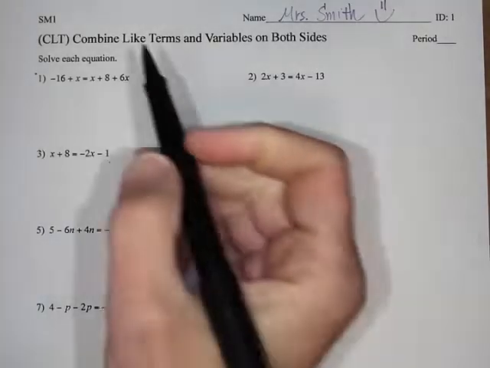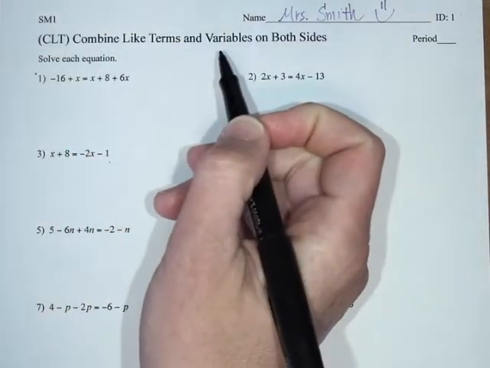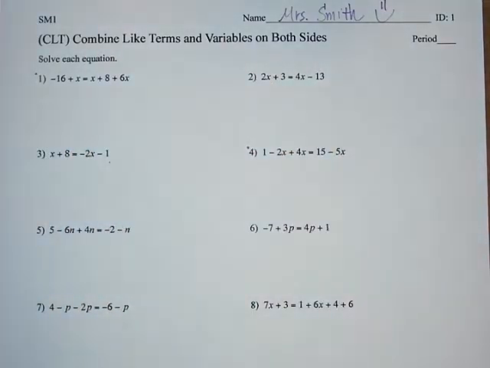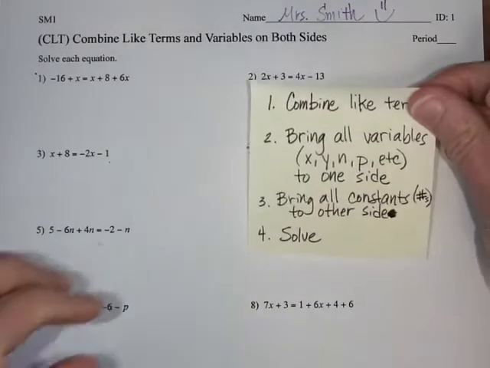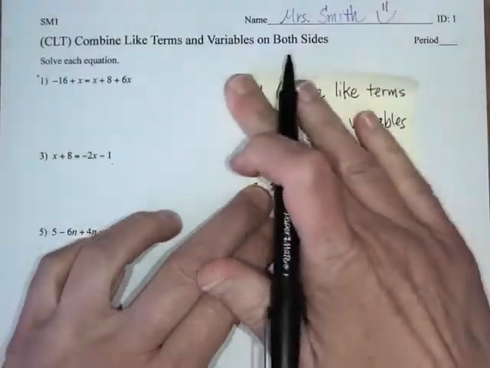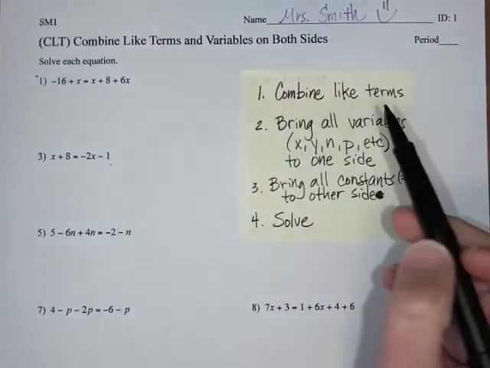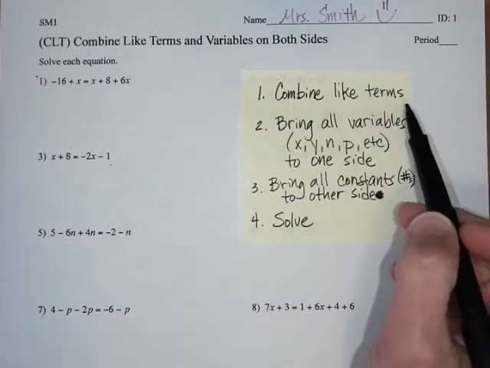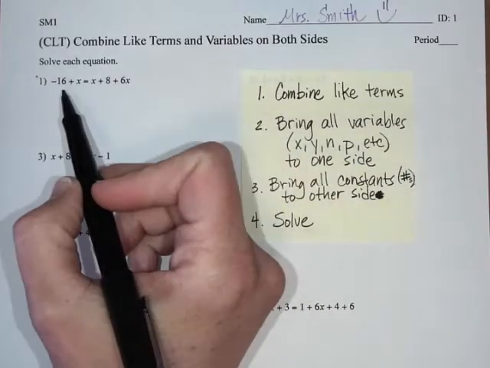Today we're going to be talking about combining like terms and having variables on both sides. All right, so let's get our steps going here. When you have variables on both sides, these are our steps. So step one, we're going to combine like terms. So let's take a look at number one.